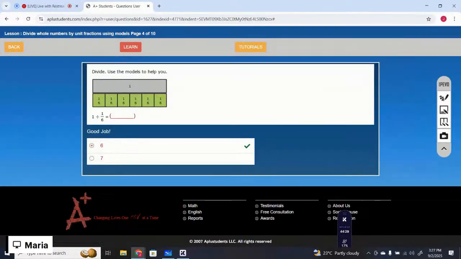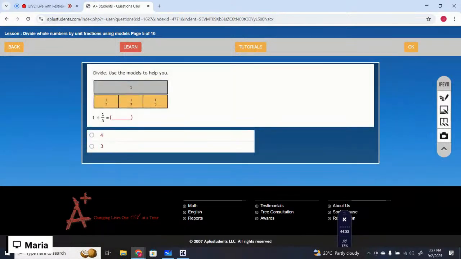Okay, the next one is divide 1 divided by 1 by 3. So 1 divided by 1 by 3 equals how many? Options do we have? That is 3. Option number 2 is the correct option.